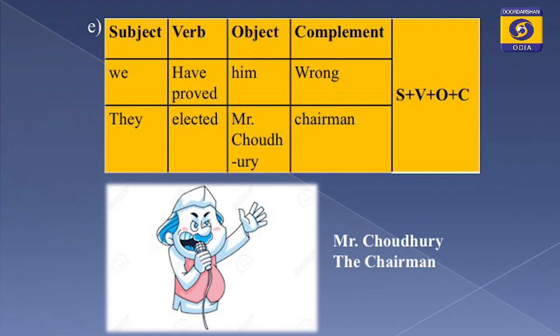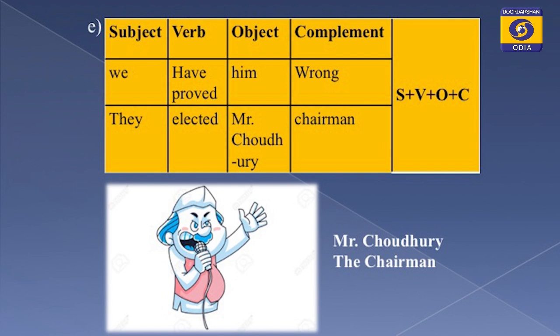Another pattern, here you see, is called the subject plus verb plus object plus complement pattern. Please look at some examples. We have proved him wrong. Here, we is the subject, have proved is the verb, him is the object, and wrong is the complement. If I say, we have proved him, the sentence is not complete. If we say, we have proved him wrong, the sentence is a complete sentence.